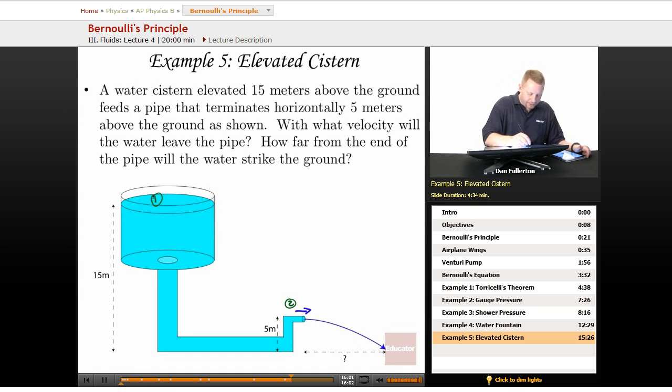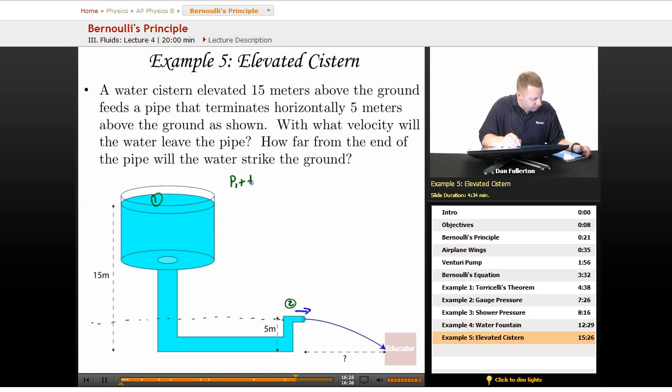If we call this our point 1, we've got a height of 15 meters here and a height of 5 meters here. To find the velocity, why don't I just bring this back, and if I call point 2 ground level for the first part of the problem, for figuring out the velocity, then the height here will be 10 meters, because that's the difference. So let's apply Bernoulli's equation and see how this is all going to look and work out.